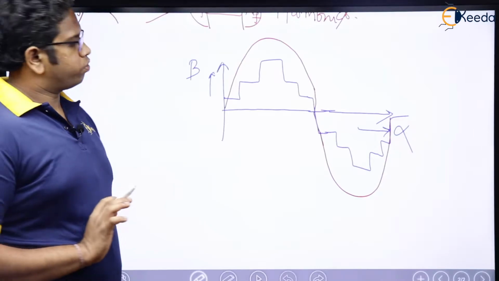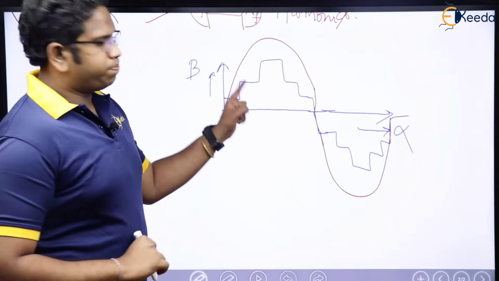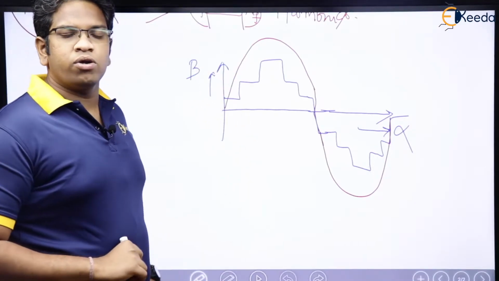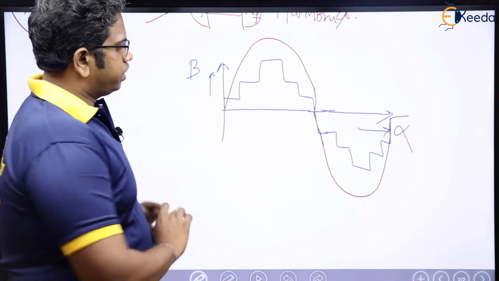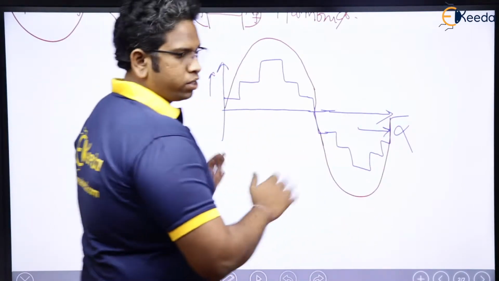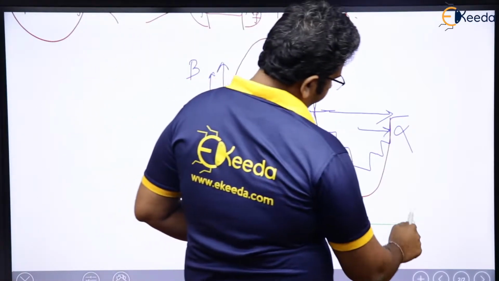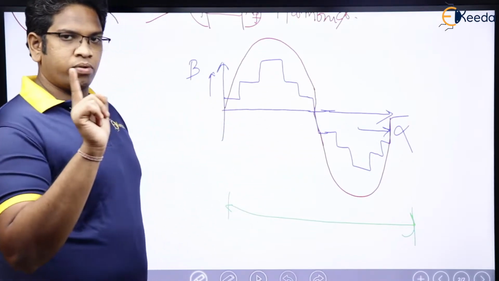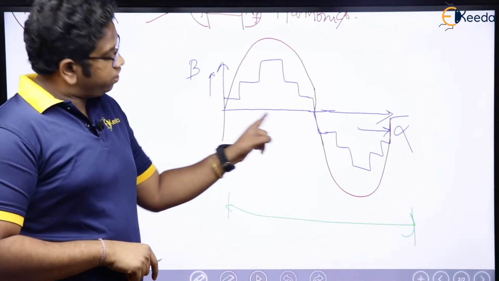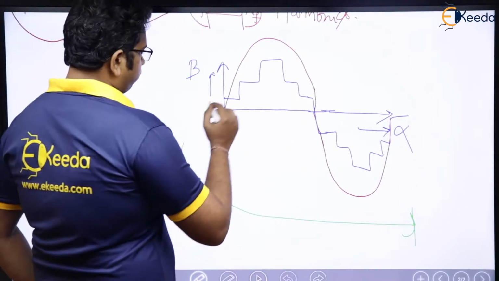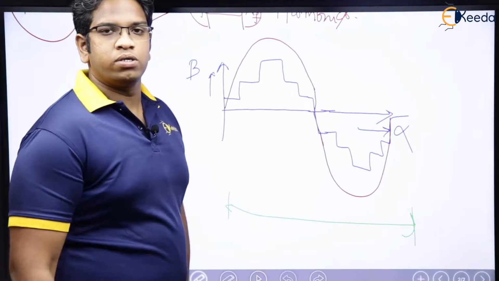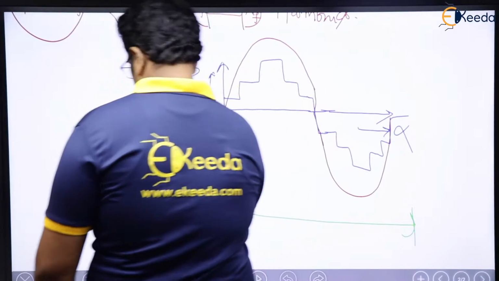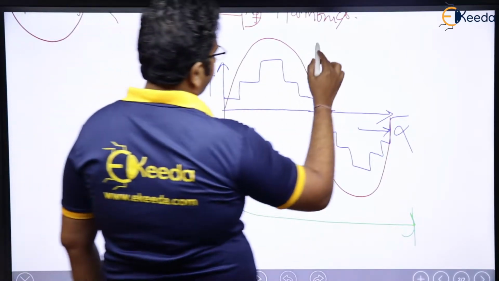What do you mean by fundamental component? Fundamental component in the sense, see here, this particular red which is there, what is the frequency? Same as non-sinusoid or not? Means, see here, for this particular portion, for this one cycle, if my non-sinusoid is traveling one wave, or if my non-sinusoid is completing one cycle, then this particular fundamental is also going to complete one cycle only. Hence, it is called as fundamental. Let me write this as fundamental.